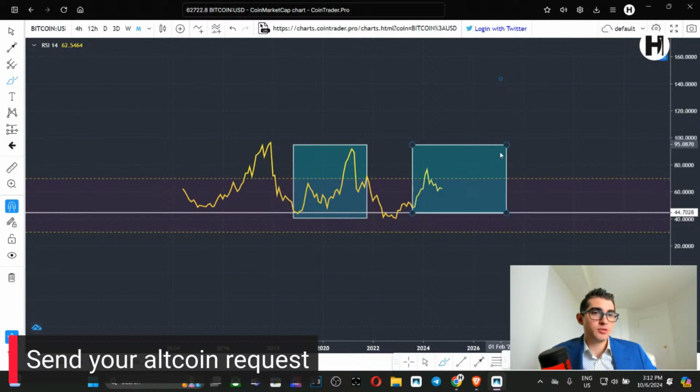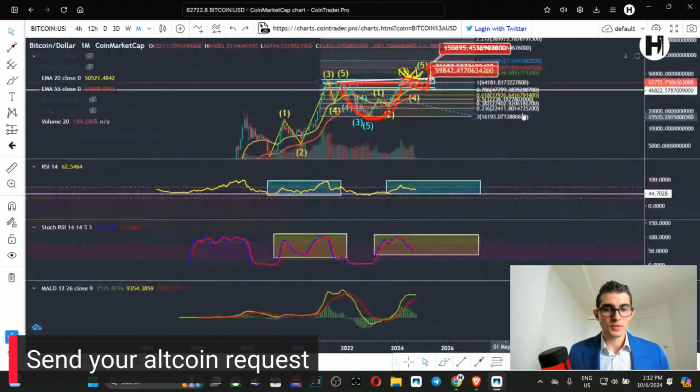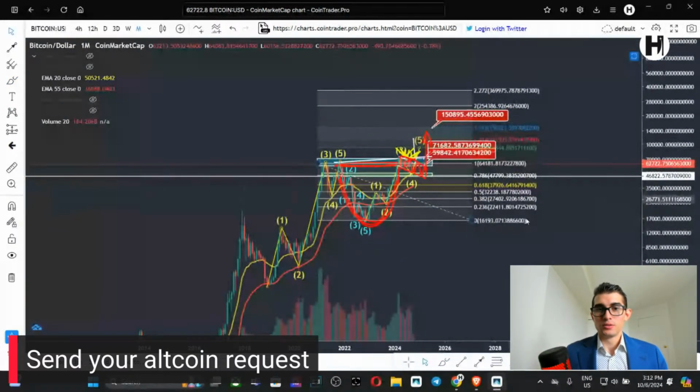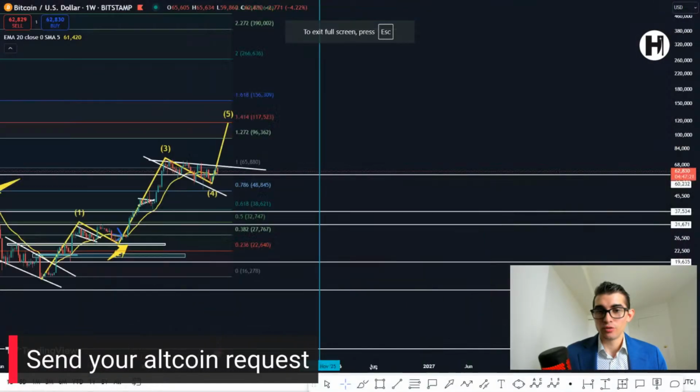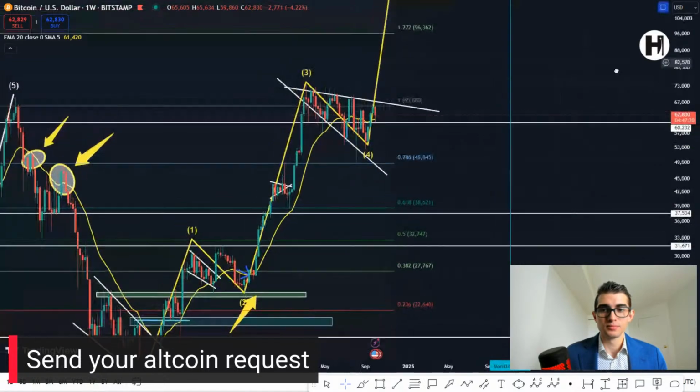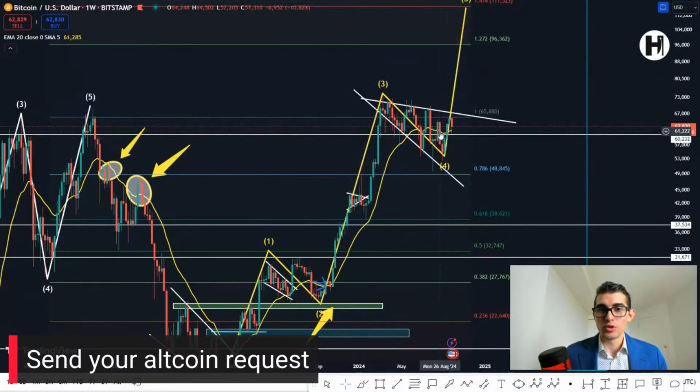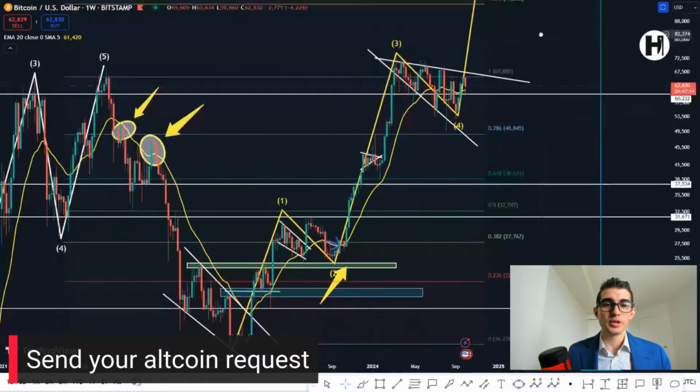NEAR, we'll take a look at NEAR as well. So overall, Bitcoin is doing pretty good. If you take a look at the weekly chart over here, we're above the 20 MA on the weekly. As long as we can maintain that, we should be good for continuation.